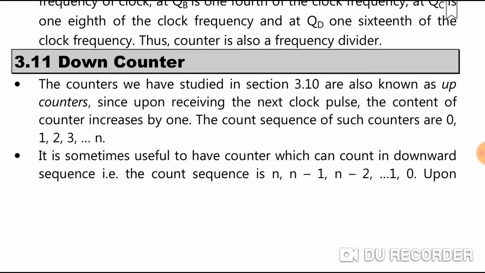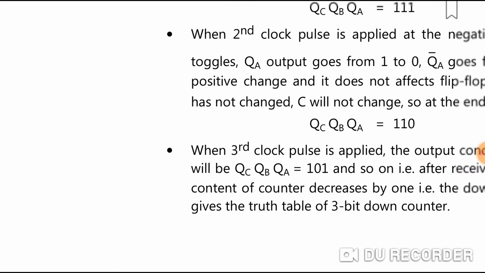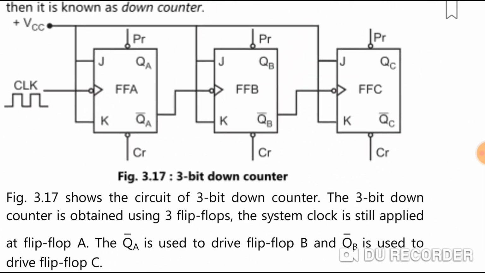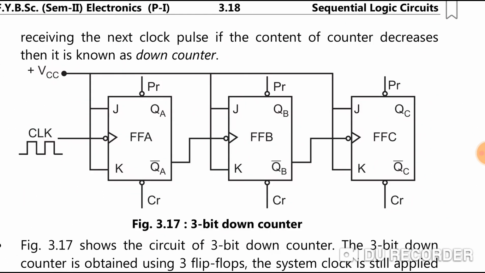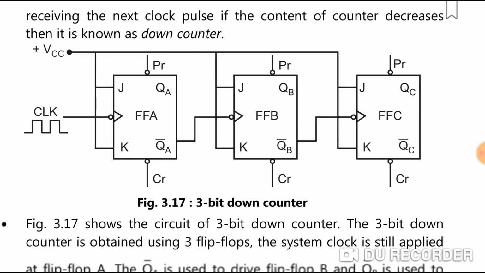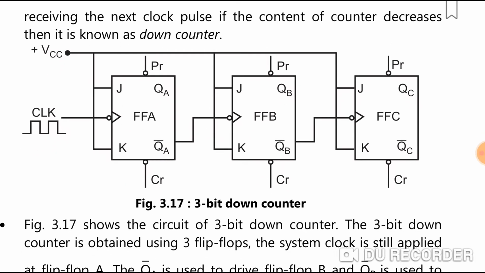Up counter, which we have studied, is so called since upon receiving the next clock pulse the content of the counter increases by 1. The count sequence of such a counter is 0, 1, 2, 3 up to n. It is sometimes useful to have a counter which can count in a downward sequence, that is, the count sequence n, n minus 1, n minus 2, 1 and 0. Upon receiving the next clock pulse, if the content of the counter decreases, then it is known as a down counter.